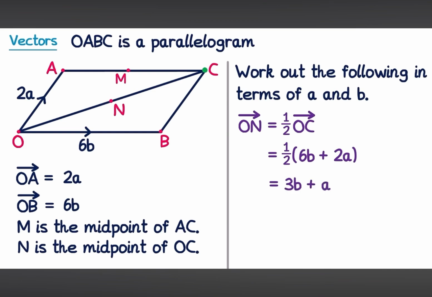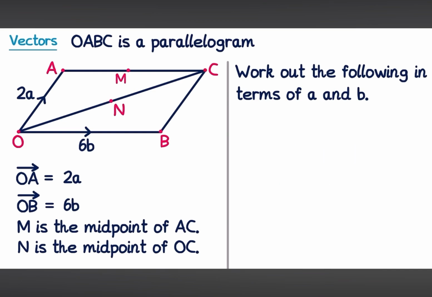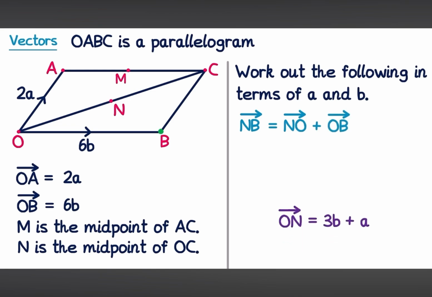We got this one also, learners. Was it easy or not? Just visualize it. Now NB. N to B. We will go NO, then O to B. What is NO? The direction is changing, so we'll multiply it by a negative. That is minus 3B minus A, because we are moving from N to O this time. Now just add 6B to it, that is 3B minus A. Very good.